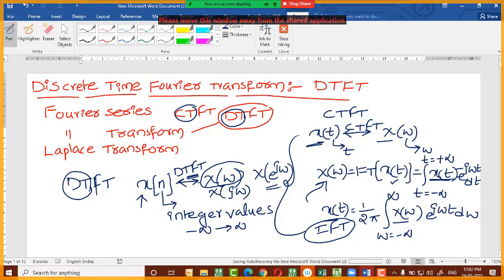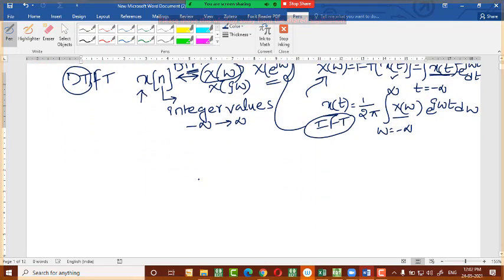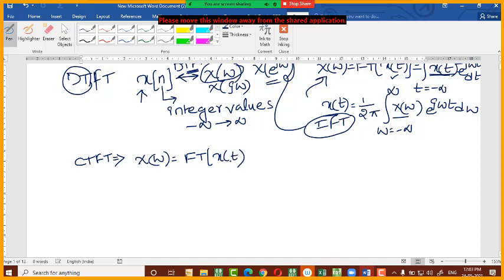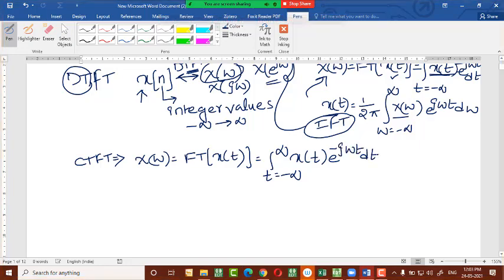Now I will write the equation for the DTFT, and once again I'm writing the CTFT equation. In comparison with CTFT, I will explain the DTFT equation. So in case of CTFT, the Fourier transform of x of t is represented with x of omega, that is equal to integral, t changing from minus infinity to plus infinity, x of t e power minus j omega t dt. Like this we will write.